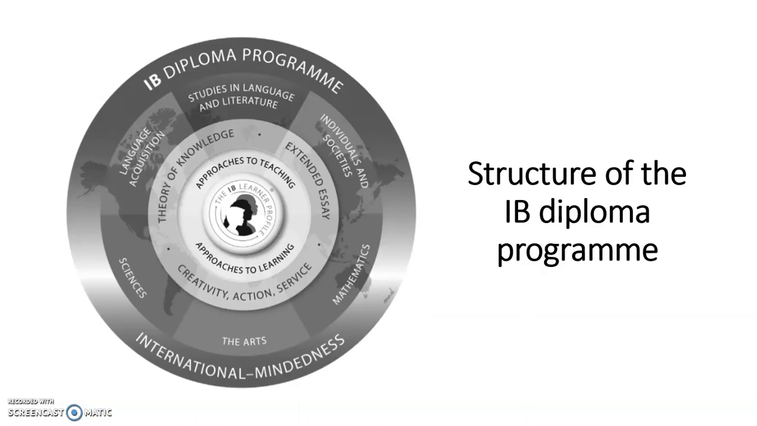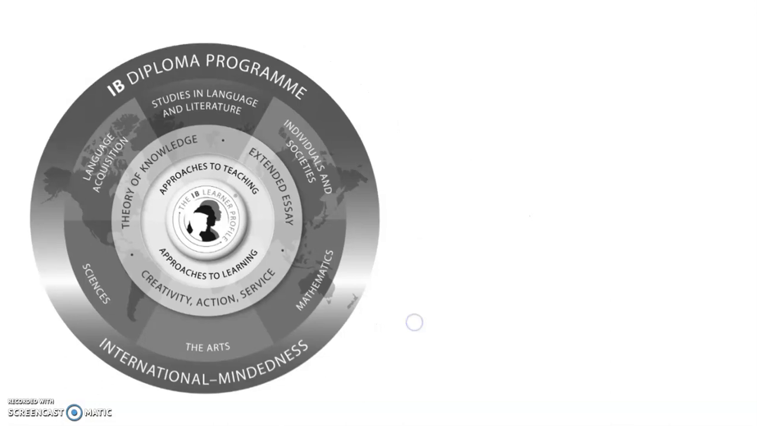First of all, let's have a quick look at the structure of the IB diploma as a whole. While we're interested in the subjects where there are choices, there are also elements of the diploma program which all students have to follow. So I'll quickly go through those before we move on to talking about individual choices.